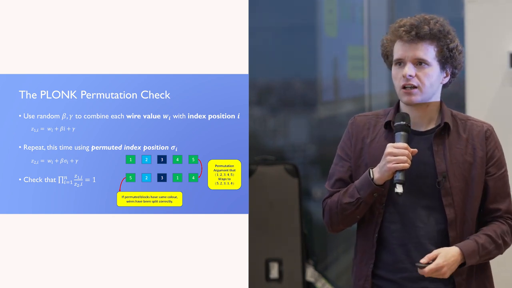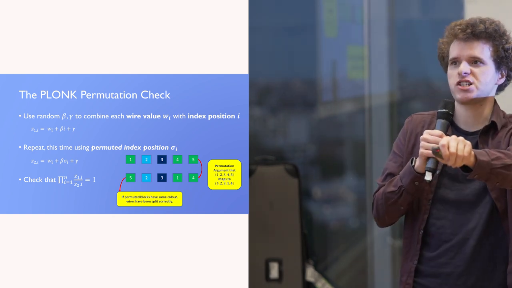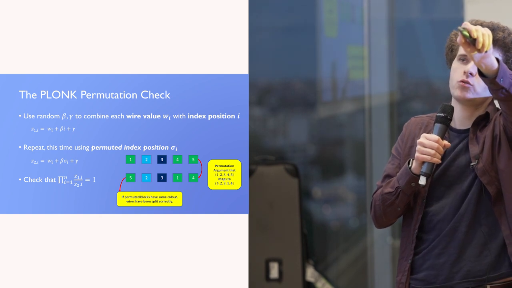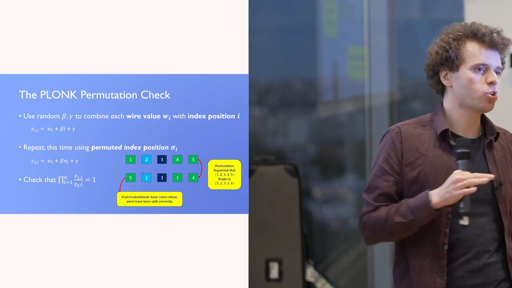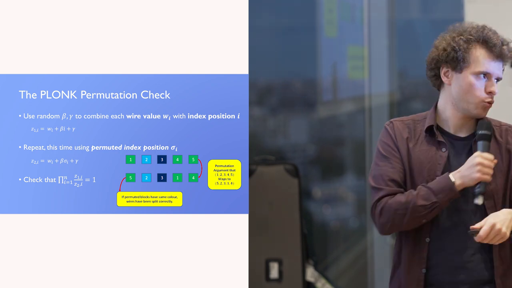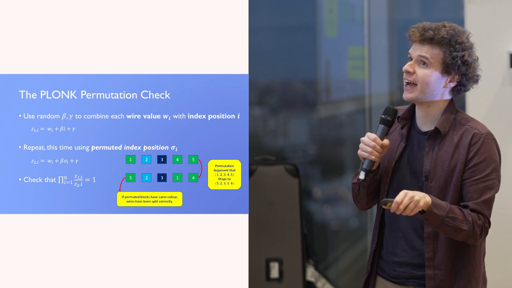The overall arithmetic check we want to do is effectively we take the product of all these terms. If all the Z1 values and all the Z2 values are supposed to be identical but in a different order, then if we just multiply them all together, the ratio should be equal to 1.